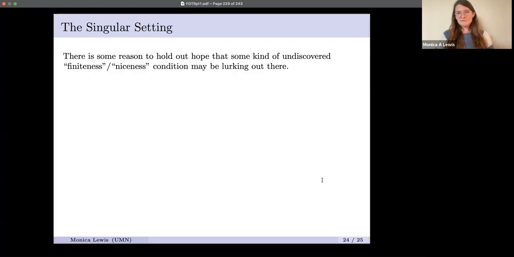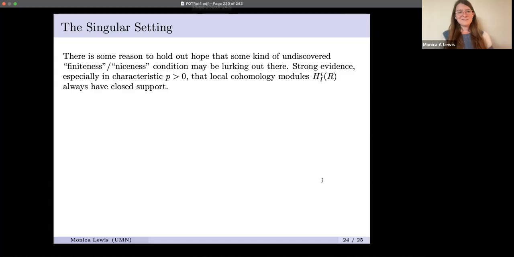However, there is still some reason to hold out hope that an undiscovered finiteness or niceness condition may be lurking out there, and we just don't know what it is. The reason that you might have some hope left is that, and this is especially true in characteristic P, local cohomology modules still seem to, even in the singular setting, hold on to some really nice finiteness properties. There is evidence suggesting that these tend to have closed support.